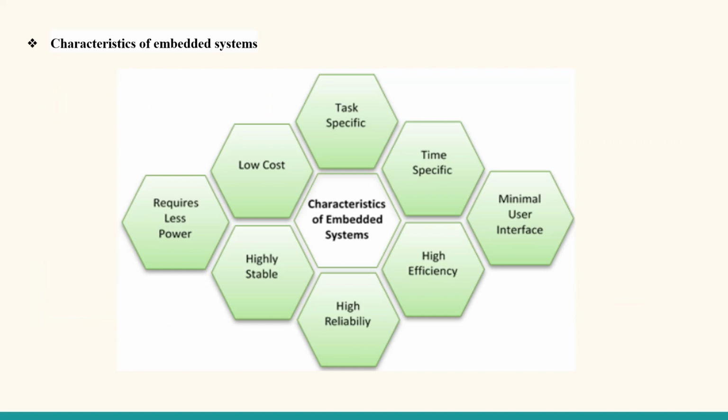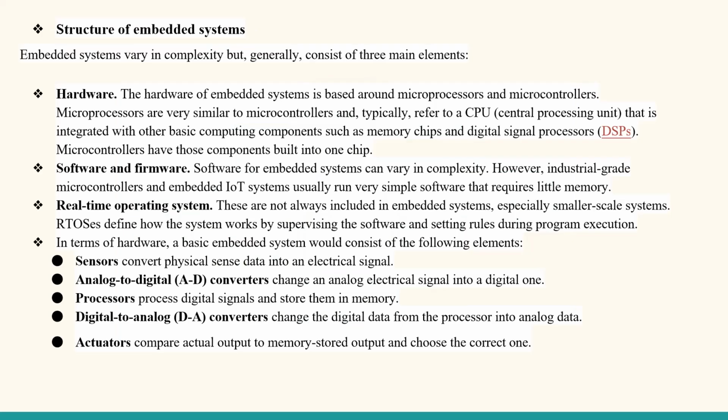These are the characteristics of embedded systems: task specific, time specific, minimal user interface, high efficiency, high reliability, highly stable, low cost, and it requires less power. Now let's move to the structure of embedded systems. First is hardware. The hardware of an embedded system is built around microprocessors and microcontrollers. Microprocessors are very similar to microcontrollers and are typically referred to as the CPU, integrated with other basic computing components such as memory chips and digital signal processors. Microcontrollers have those components built into one chip.